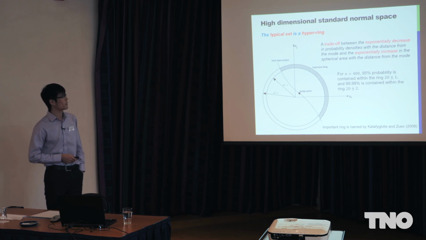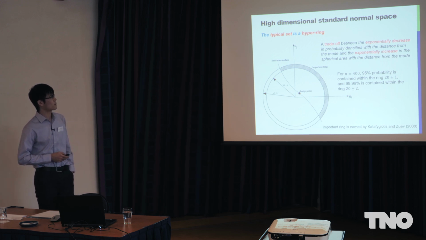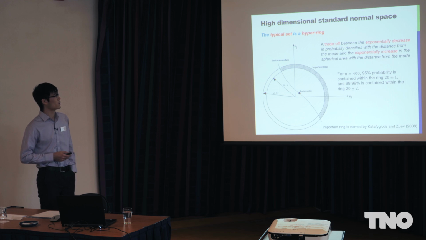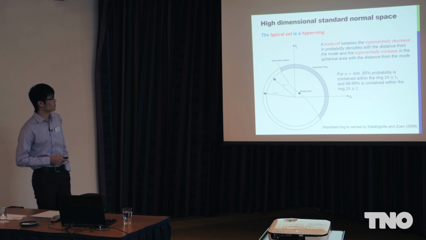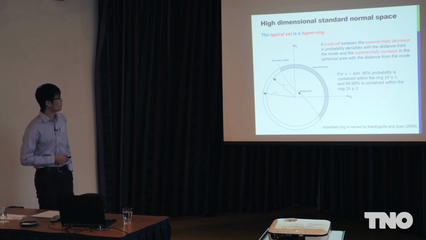For the high-dimensional standard normal space, which is the space where the conventional structural reliability problem is defined, the typical set is a hyperring. This is because there is a trade-off between the exponentially decreasing probability density with the distance from the mode, and the exponential increase of the spherical area with the distance from the mode. As a consequence of this trade-off, almost all probability is distributed within this important hyperring. You can see this for a dimension like 400, where 95% of the total probability is contained in the ring with a radius of 20 plus and minus 1.